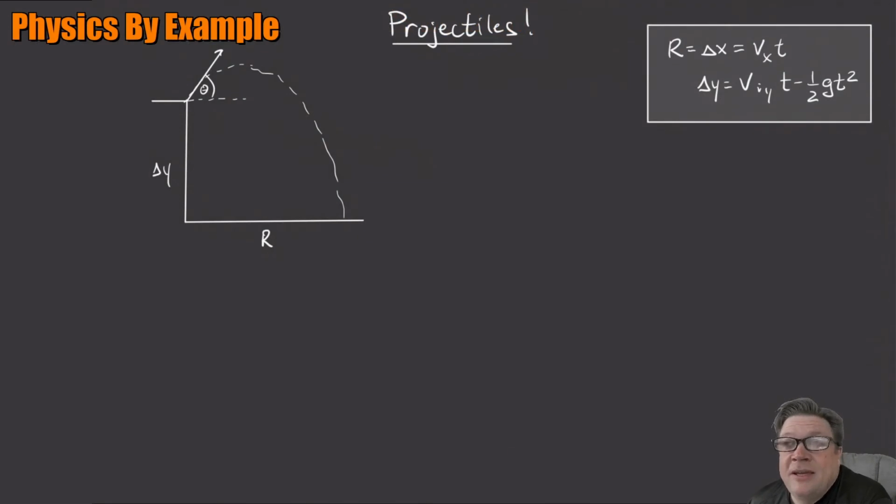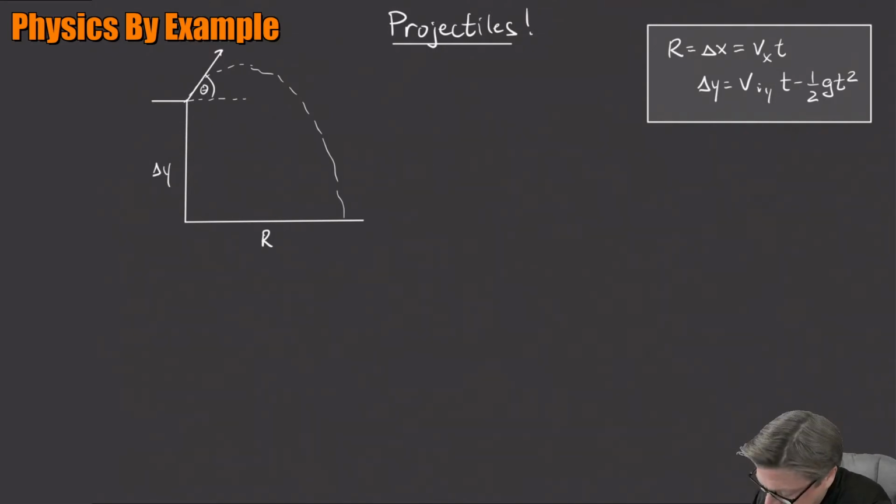So maybe I'm launching from like a cliff, right, at some angle theta with respect to the horizontal, and then it's going to land at some distance at the bottom, right? I want to find out what r is. So as usual, I'm going to start off with my two equations, one in the x direction, which is the easy one, and one in the y direction.